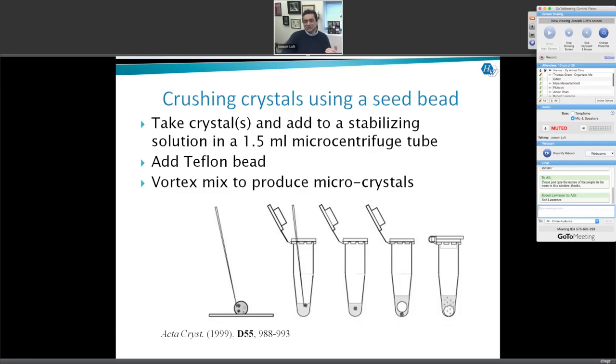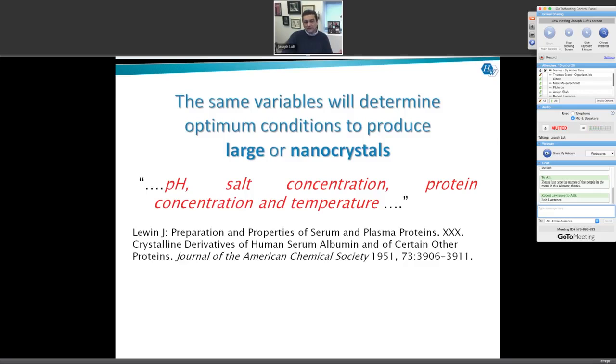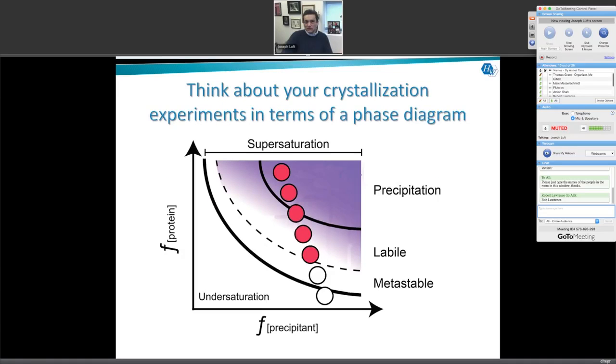But again, I sort of hope in my heart that we try to actually produce these nanocrystals from the onset instead of smashing up larger crystals. Just two quick final slides that I want to drive home. Whether you're trying to produce large crystals or nanocrystals, the same exact principles and technologies apply. Variables are the same. You want to pay attention to pH, salt concentration, protein concentration, and temperature. And finally, think about your crystallization experiments in terms of a phase diagram.